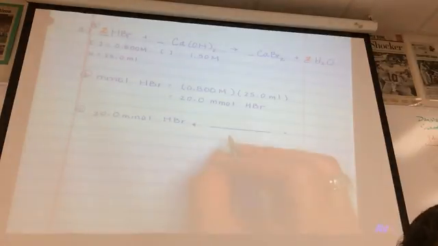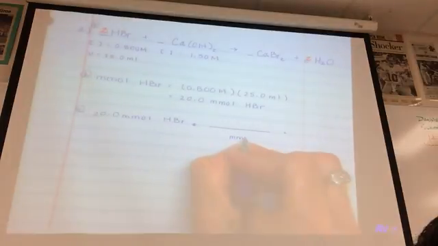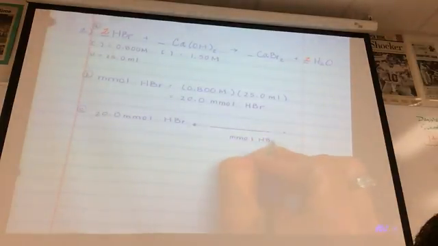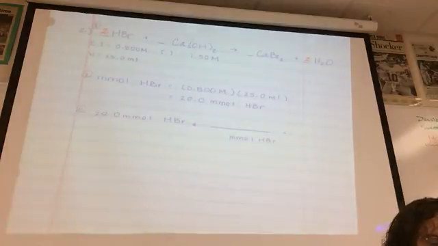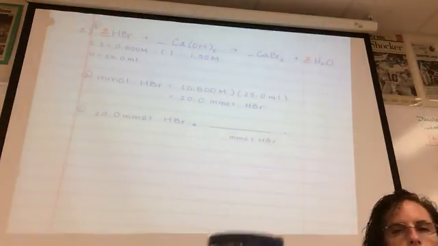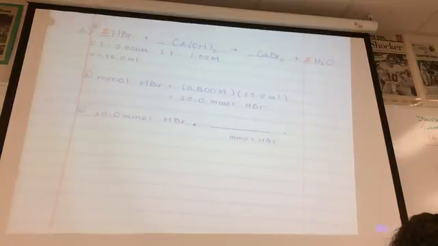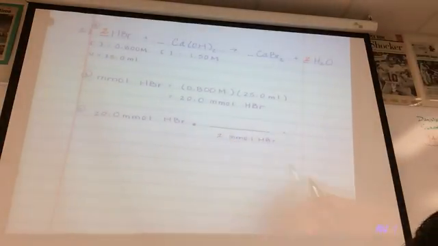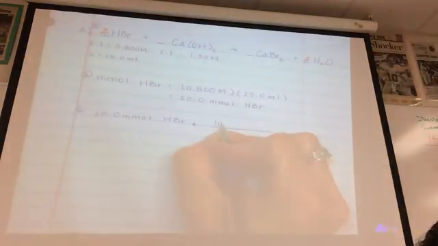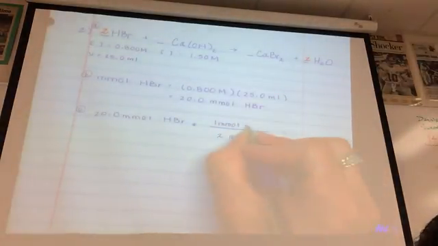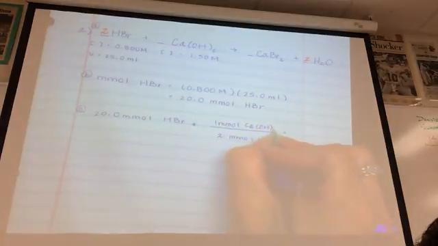Mole ratio? Okay. So why would I put millimoles of hydrobromic acid on the bottom? To get them to cancel. And what goes in front of that millimole? 2. Okay. What goes on top? 1. 1 what? 1 millimole. Of what? Calcium hydroxide. Good job. So that's equal to 10.